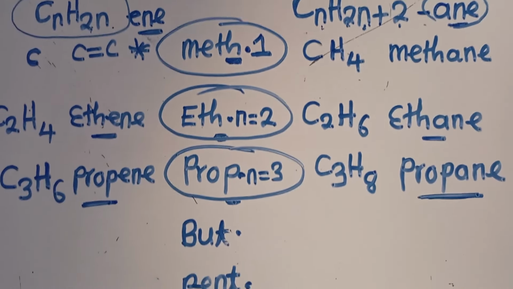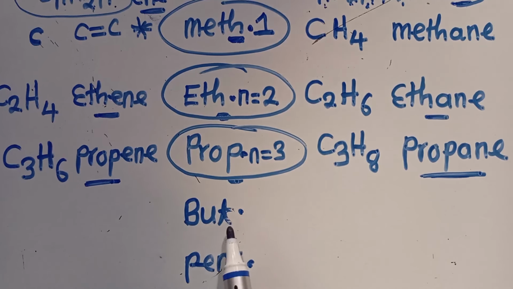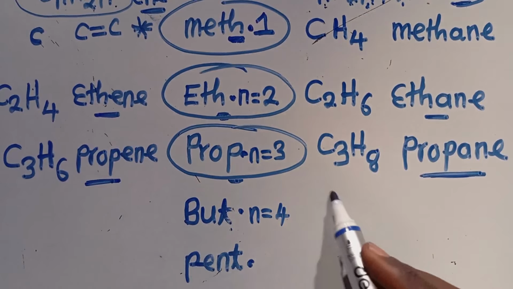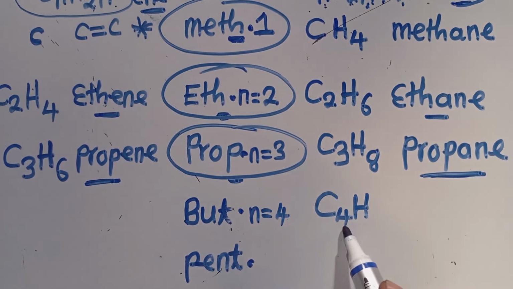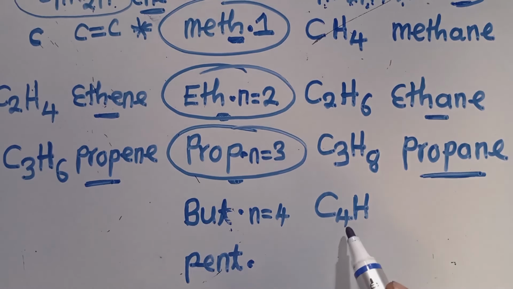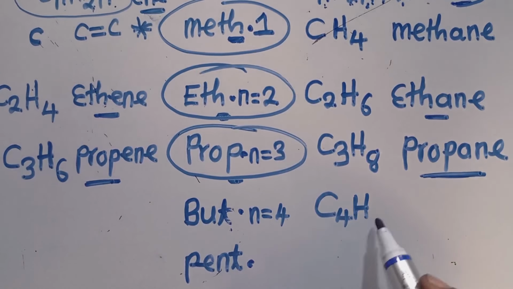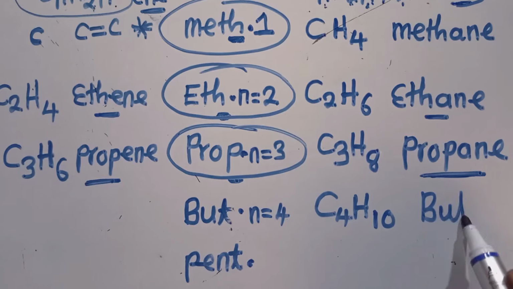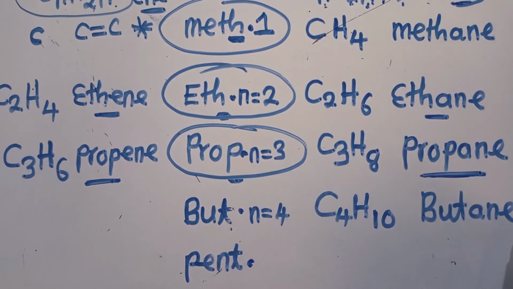Let us go to the last one, and you are going to finish up this one. So this one, n is 4. So this one, C4, then H, what are we doing? We are multiplying by 2, then we add 2. So 2 times 4, we get 8. Plus 2, you get 10. What is the name? It is but, then you put -ane. It becomes butane. So this is butane.